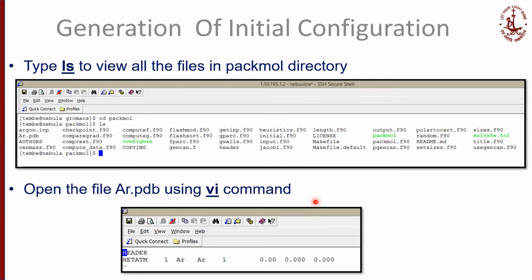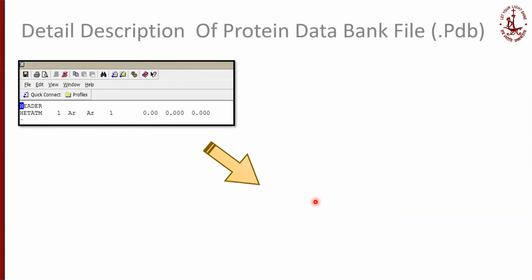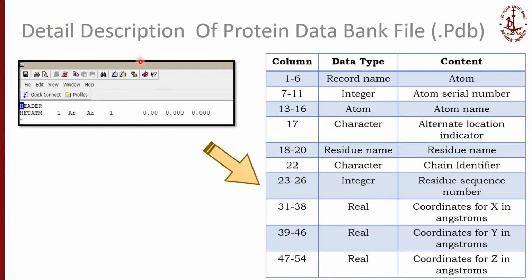So once you are done with your PDB file, what does each and everything mean? Now, column number 1 to 6 is the record name, that is, the atom name. Then column number 7 to 11 is an integer number, which is the serial number of the atom. Here you are taking only one argon atom, because in an argon system there is only one atom. So the serial number will only be 1.